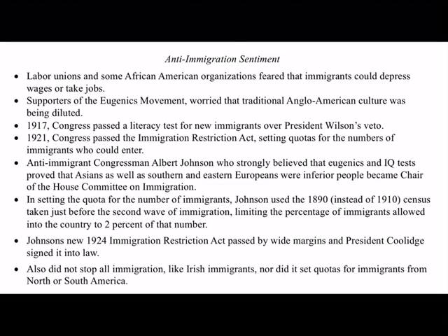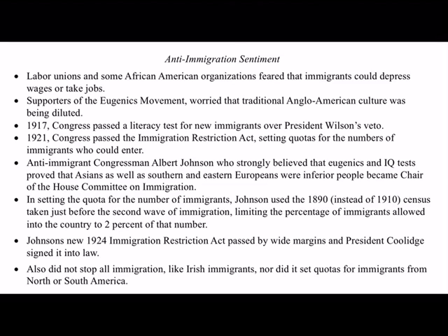Because of all these fears, in 1917, Congress passed a literacy test for new immigrants over President Wilson's objection and veto, though most immigrants were in fact literate, so it didn't really stop immigrants from coming. In 1921, they passed the Immigration Restriction Act, which set quotas for the number of immigrants who could enter, mainly out of fear that Poland's Jewish ghettos were about to empty into the United States after World War I.